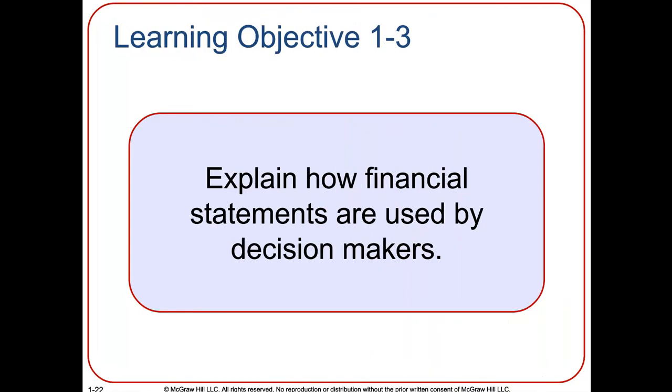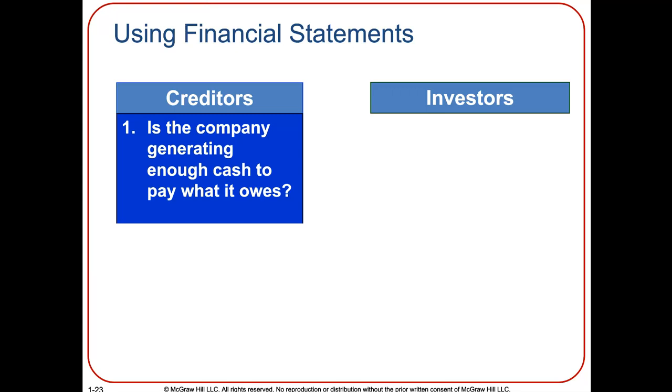Okay. All right. So how are financial statements used by decision makers? You got a couple of different kinds of decision makers. One, you got creditors. That's people that we are buying from or borrowing from. So one of the questions that they want to know is, is the company generating enough cash to pay what it owes? Well, if we want to look at details on cash, which financial statement is that? The cash flow statement.